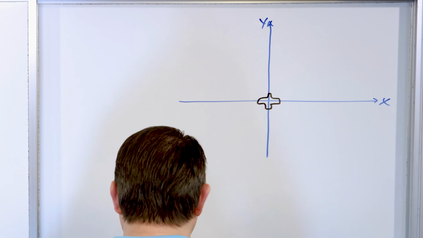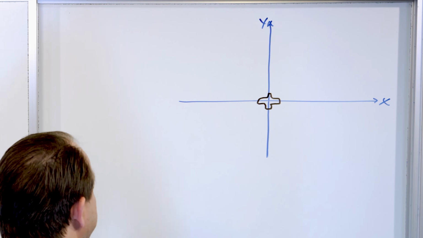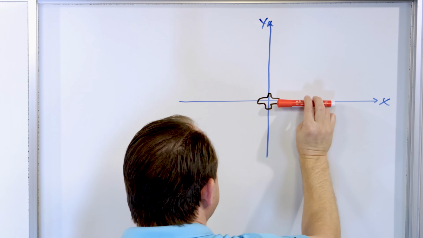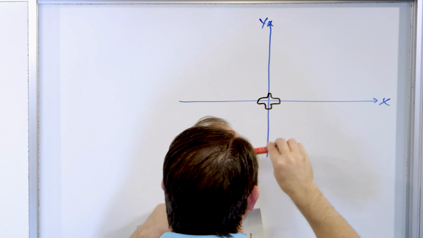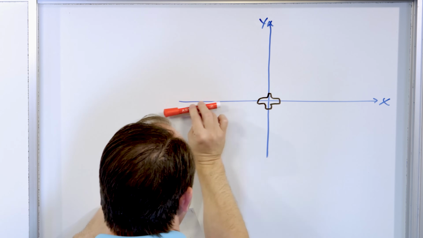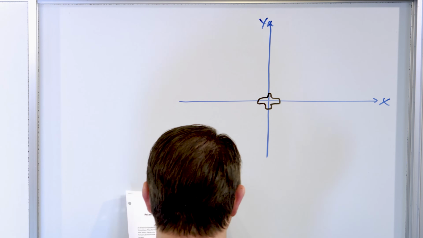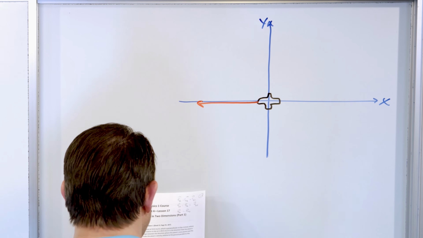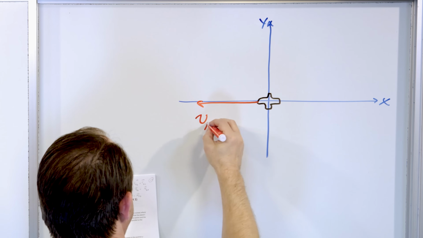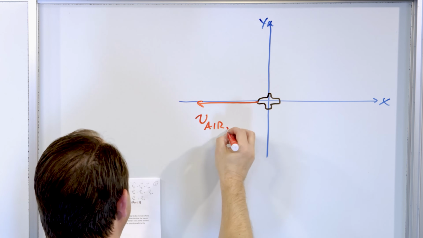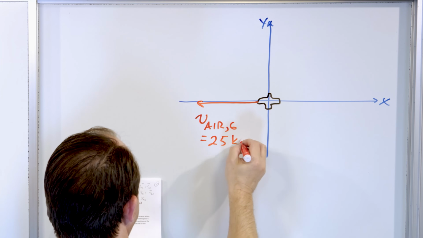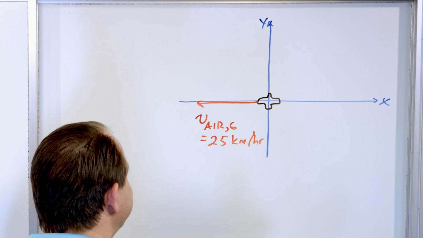All right, well anyway, this airplane is experiencing some kind of crosswind. It's coming from this direction. So you can draw the arrow impinging on the plane like this. Or you can move the arrow over here so that you can envision it pulling it this way. They're both correct. So I'll just draw it this way. And this is the velocity of the air, not the airplane, the air with respect to the ground, which is 25 kilometers per hour.